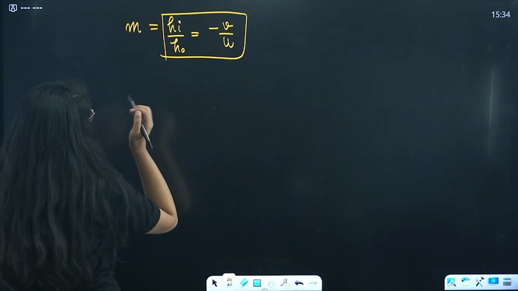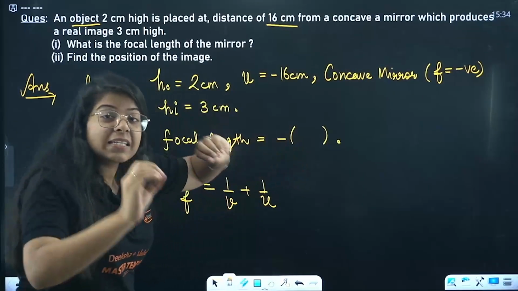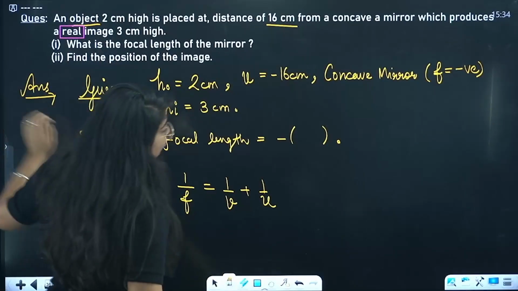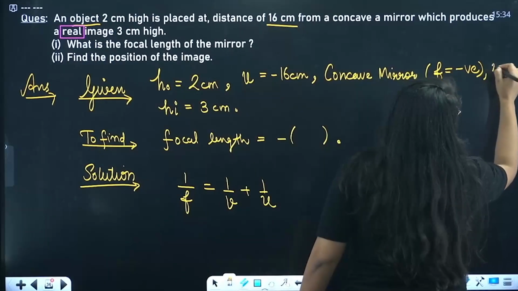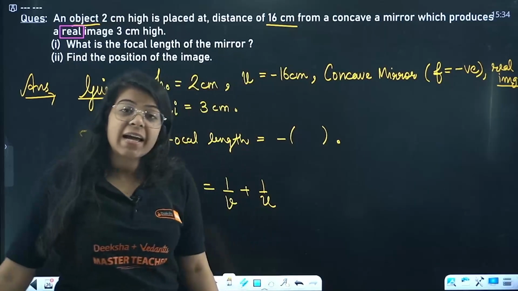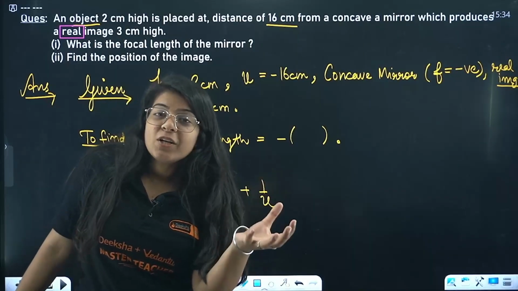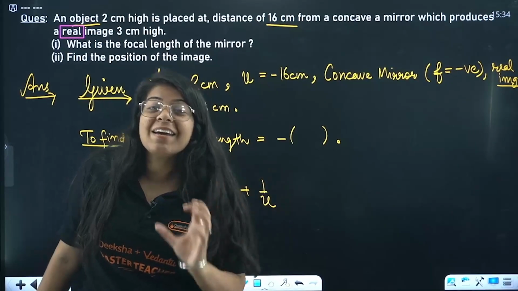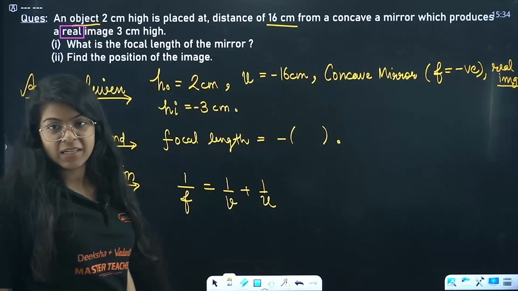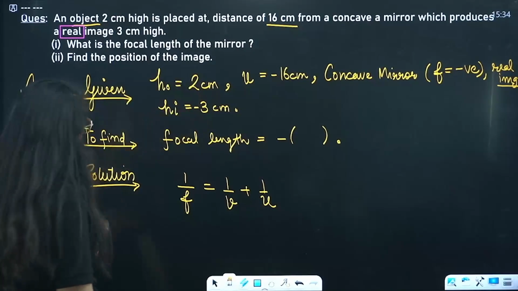How? See, height of image. Now also you have to remember one thing. It's a concave mirror and it is clearly given that the image is real. This you also write, that the image is a real image. Why beta? Because if it's a real image, then it is forming under the principal axis, and under the principal axis height of image is negative. So this is not 3 centimeter, it is minus 3 centimeter. Understood? Okay.